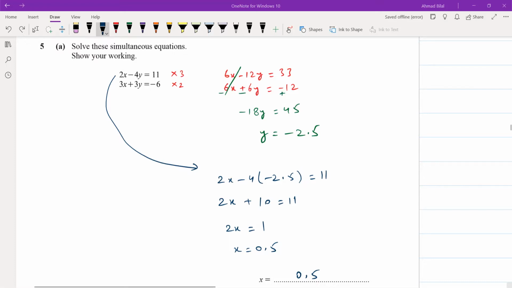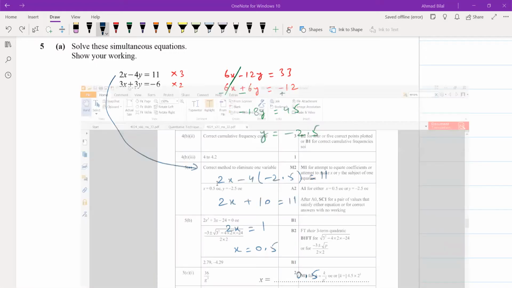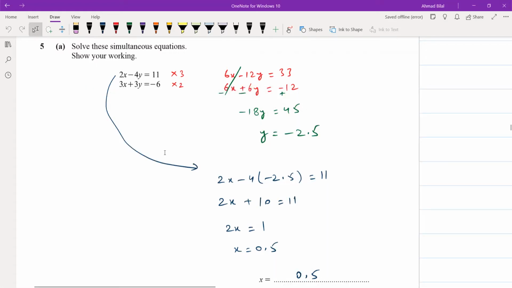Sir, we can also multiply the first equation by 3 and the second equation by 4 in order to become 12y and 12y. Yes, exactly. You can also do that. Yes, so that will also work.